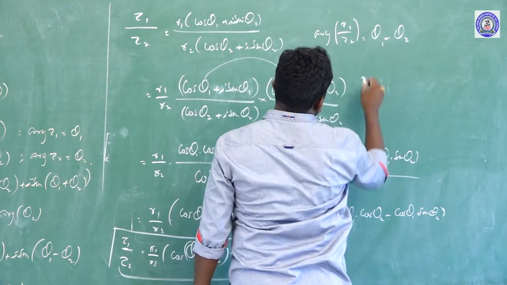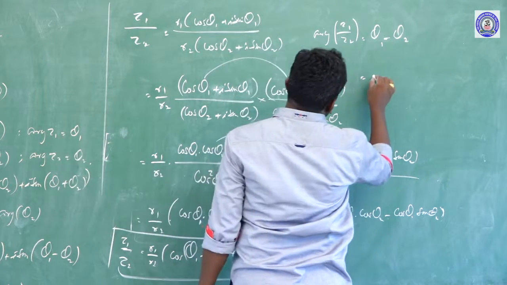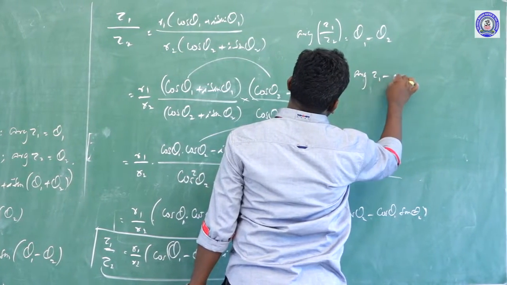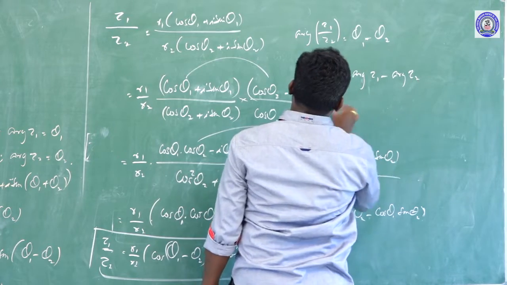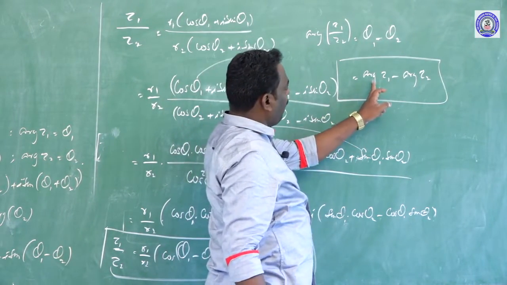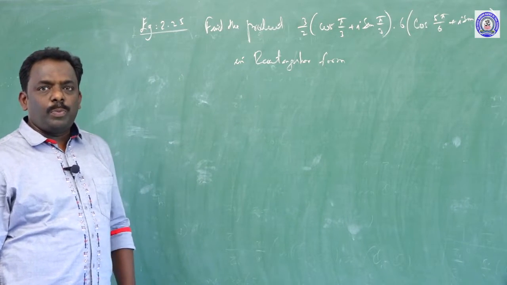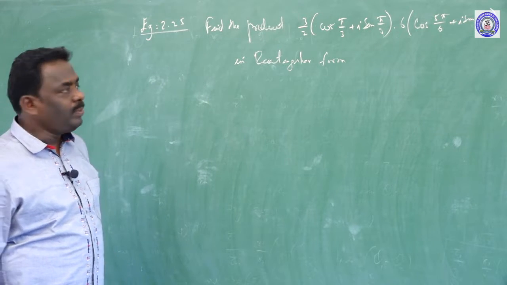Now we know theta 1 is the argument of z1. Therefore it is the argument of z1 minus the argument of z2. Therefore the argument of z1 by z2 is equal to the argument of z1 minus the argument of z2. Using the properties of polar form, now let us discuss some of the problems.